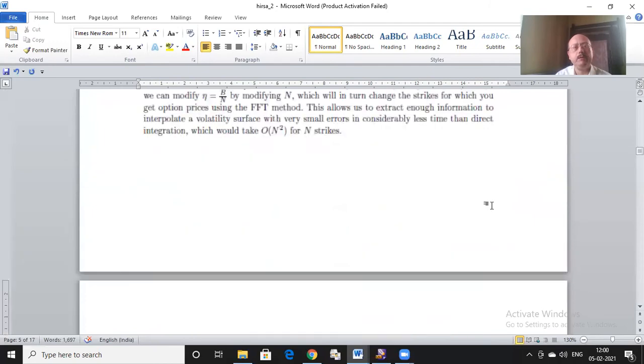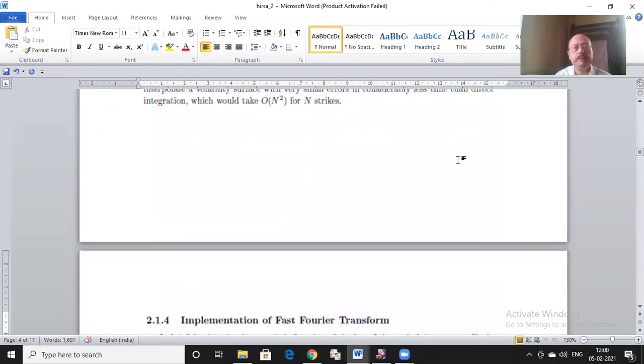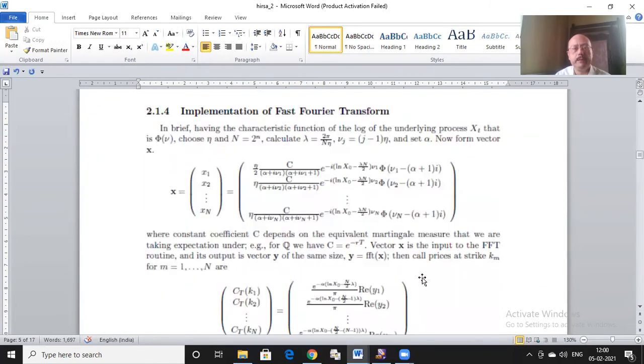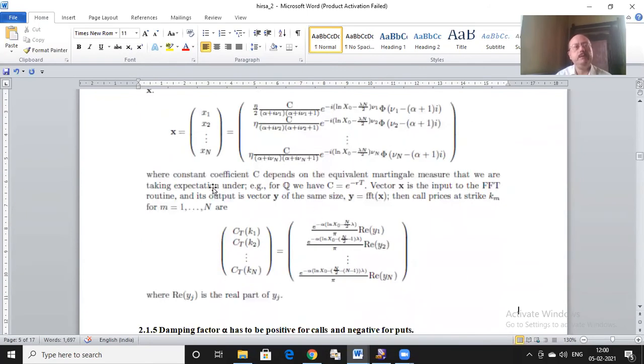So this vector has all the relevant terms, all the relevant terms collected, that will be an input to the FFT routine. And the output again will be a vector of size n, which we call y equal to FFT of x, which will give me all the call prices at each of the strike prices. So the output y will be a vector of C_T evaluated at all the admissible strike prices, K1, K2, Kn.